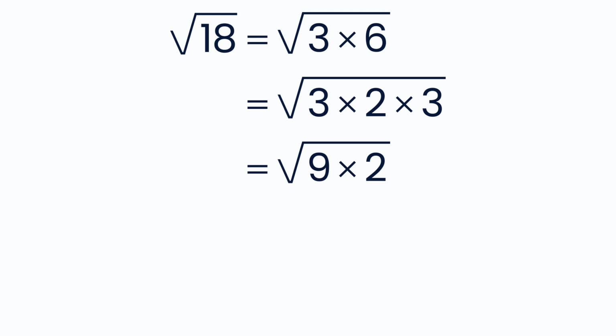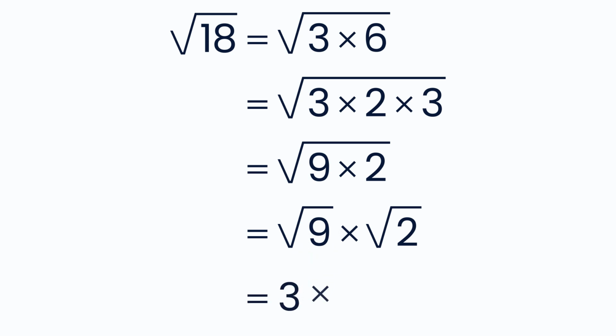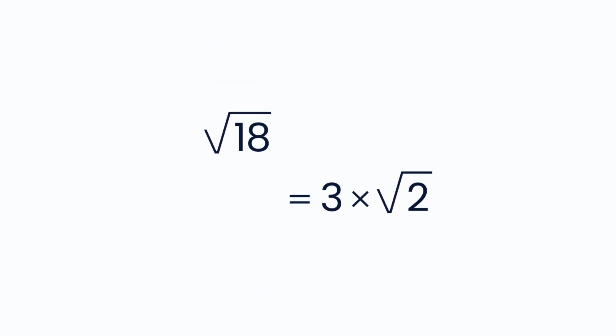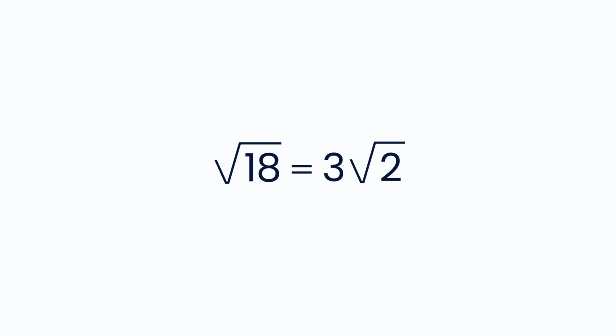Since 2 is not a square number, you are now ready to break the big square root into smaller square roots with radicands of 9 and 2. The square root of 9 is 3, and the square root of 2 we leave alone. Hence, we have calculated in a different way that the square root of 18 is equal to 3 radical 2.